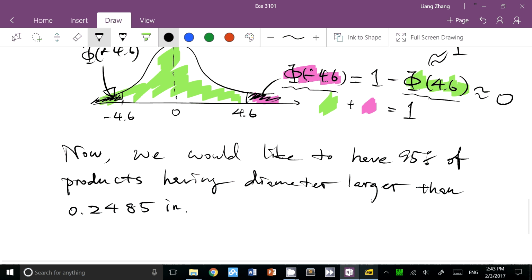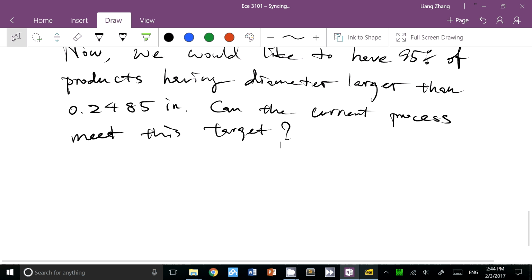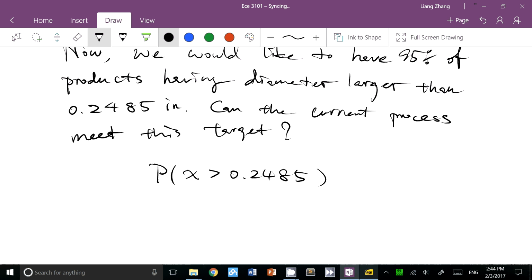Our question is, can the current process meet this target? We can first do this calculation. Well, this is apparently easy. We're trying to determine if the probability that the diameter is larger than 0.2584 is larger than 95%. We're trying to determine this.